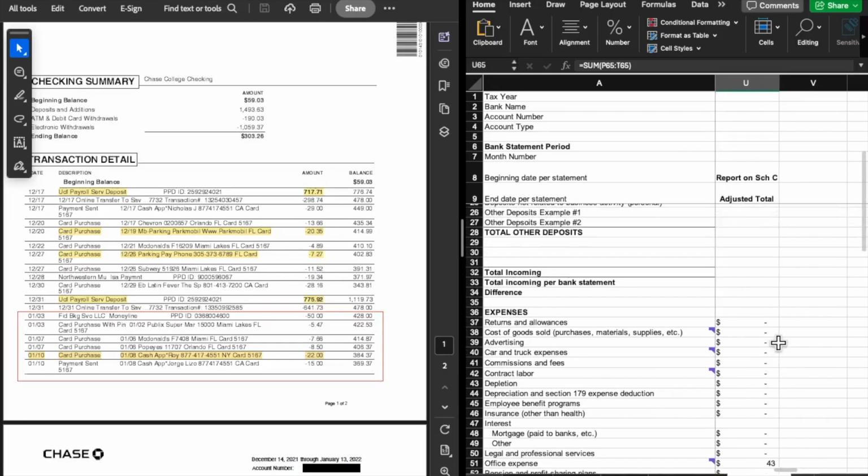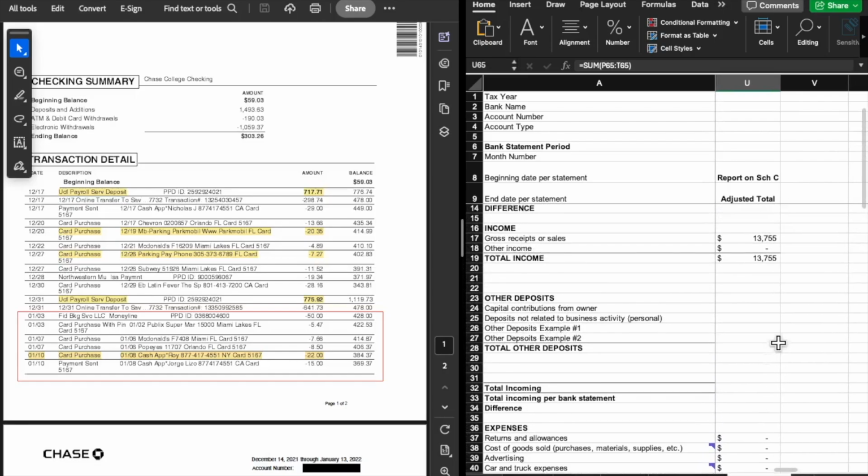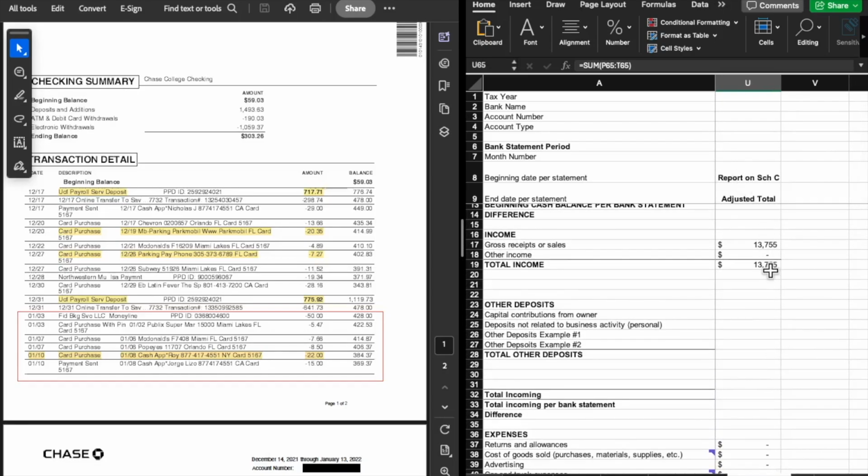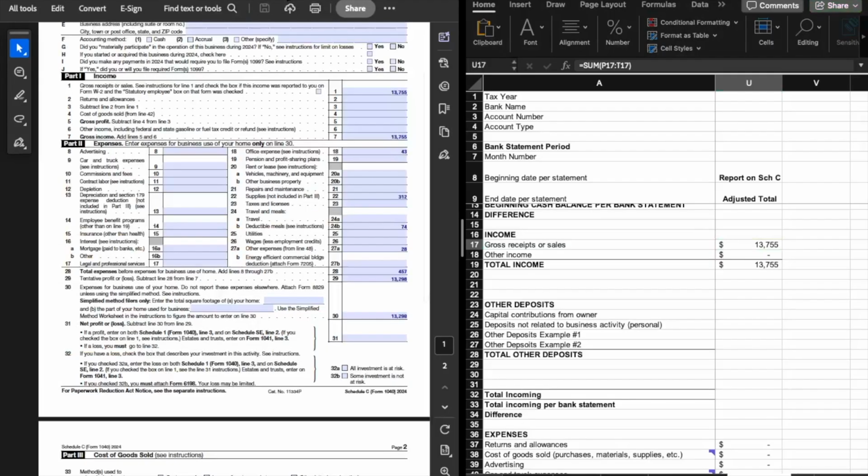And then the numbers you see here in column U is our adjusted total. These are the figures we would want to report on Schedule C. And again, what I like about this template is it's organized to mimic what Schedule C looks like. So I'm going to show you what this would look like if we put it on Schedule C. So we have gross receipts of 13,000. That 13,000 goes here.